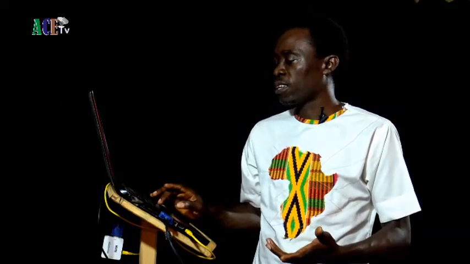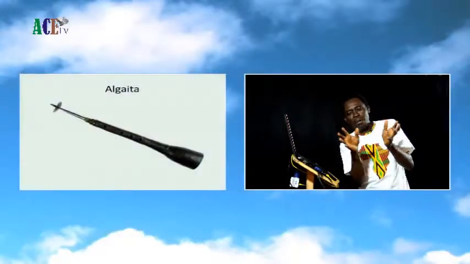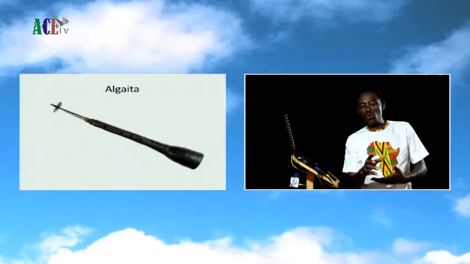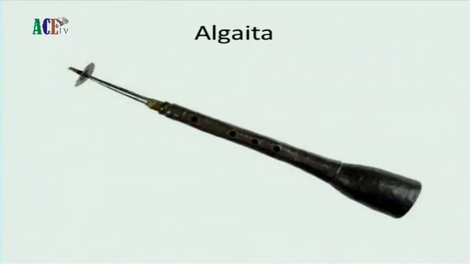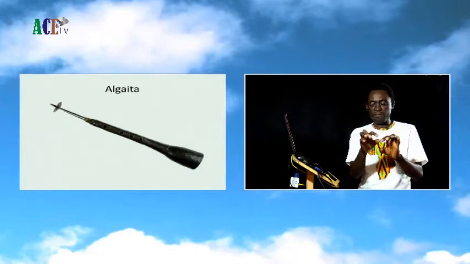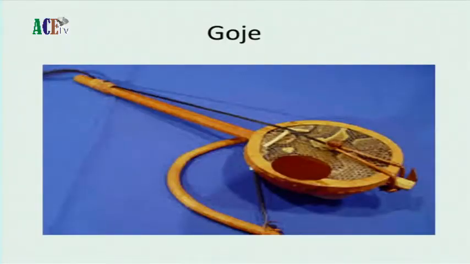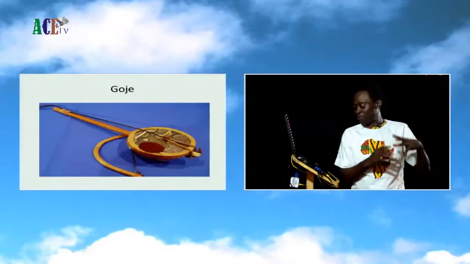Like some of the instruments we saw at the beginning of the lecture, such as the alligator. The alligator is found in the middle part of Nigeria, especially among the Tiv ethnic group. The alligator is a woodwind instrument, and it is specifically found around the Benue area, the state that is occupied by the Tiv, T-I-V. We have the goje, a chordophonic instrument that is played more in the northern part of Nigeria. If I made a mistake about the alligator, I am talking about Nigeria now.